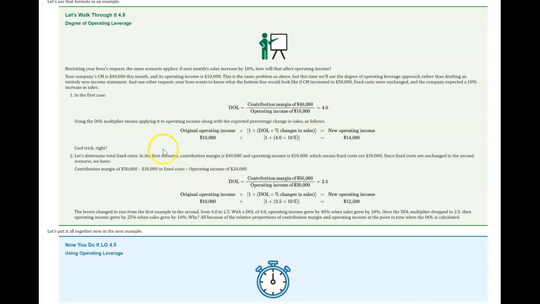We have fixed costs of 30,000 both times, but here the contribution margin is higher. It's 50,000. So our contribution margin of 50,000 divided by operating income of 20,000 gives us a degree of operating leverage multiplier of 2.5. So now we would take the $10,000 times 2.5 times 10%, and that would give us 12,500.